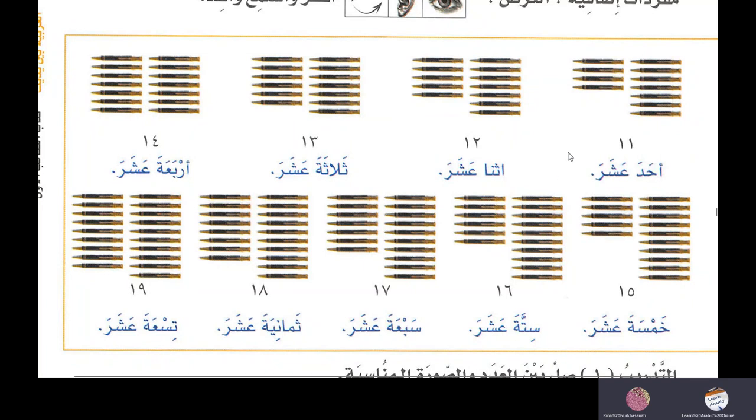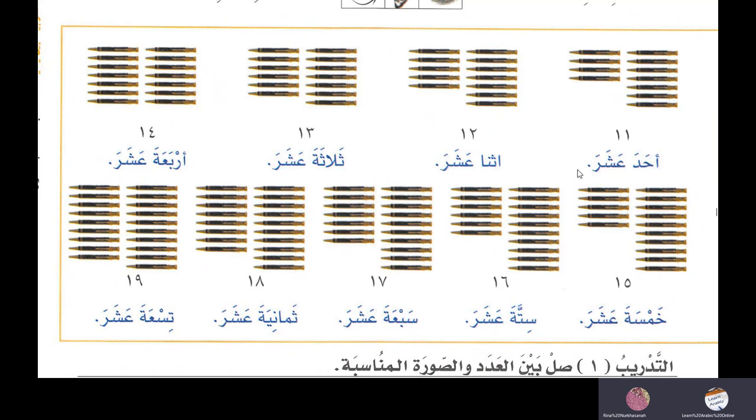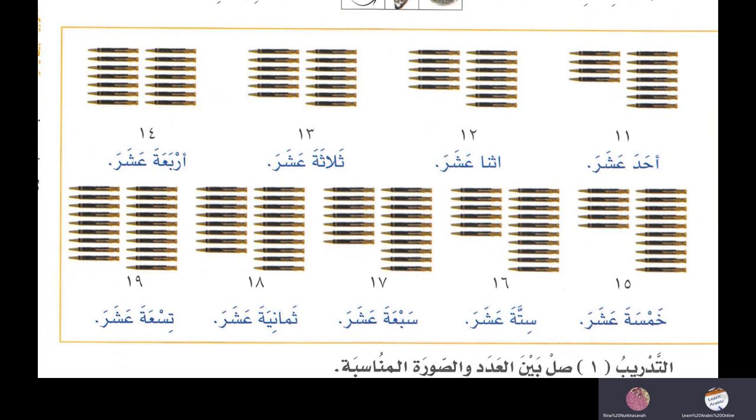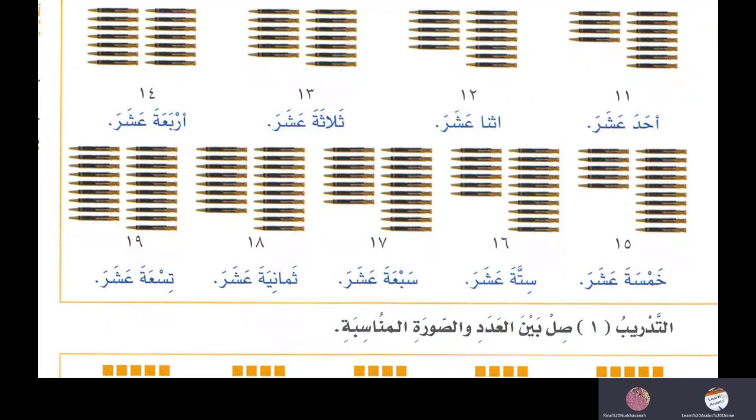So this is kalam, you will say ahada ashara kalaman, and then isna ashara kalaman, and then salasata ashara kalaman, and then arbaata ashara kalaman, and then khamsata ashara kalaman, and then sitata ashara kalaman, and then sabaata ashara kalaman, and then samaniyata ashara kalaman, and then tisata ashara kalaman.